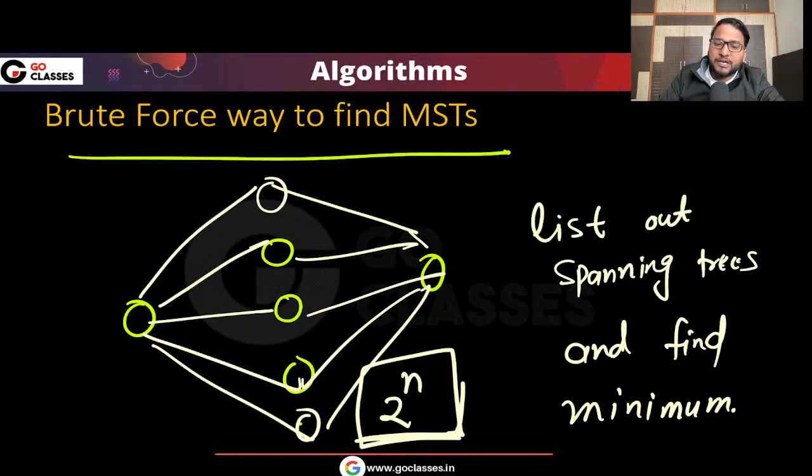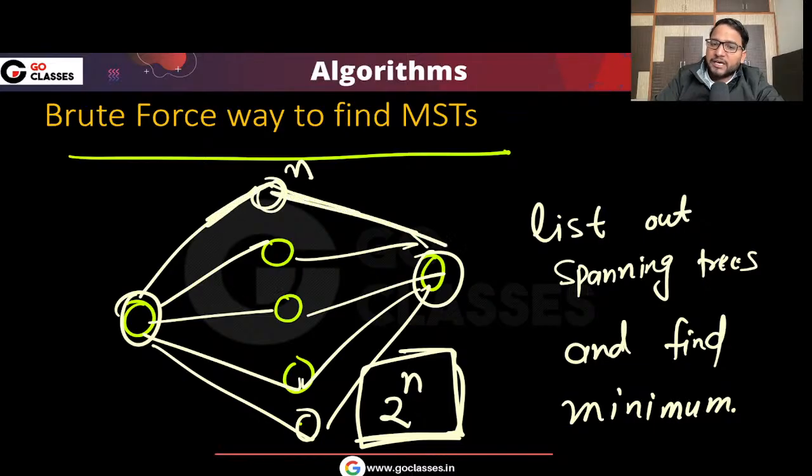Why 2 power n spanning trees? Because let's suppose these are the n vertices, and this is one more vertex, and this is one more vertex, each of them having two choices. Basically either you take this edge or you take this edge. Approximately, I'm telling you, 2 power n spanning trees are possible.